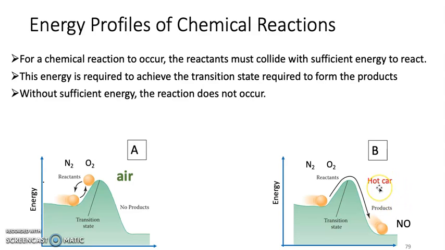Now, in the case that you have it in a hot car, if the nitrogen and oxygen are captured in a hot car, they have enough energy to go over the transition state, and therefore can form a new product. In this example, nitrogen monoxide forms when they are in a hot car, because the temperature in the hot car provides enough energy for the reactants to go over the transition state.